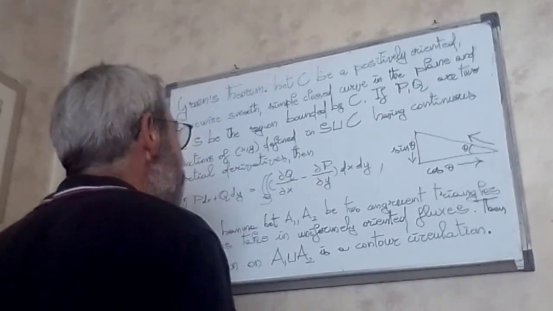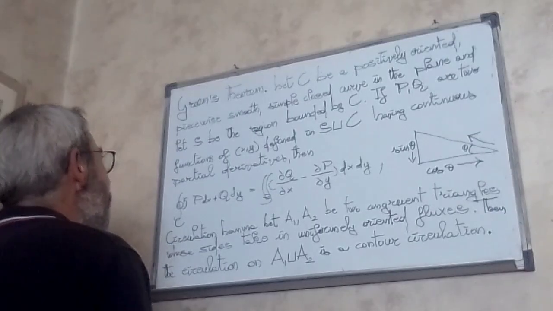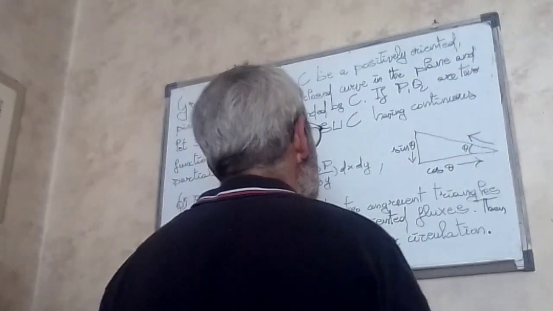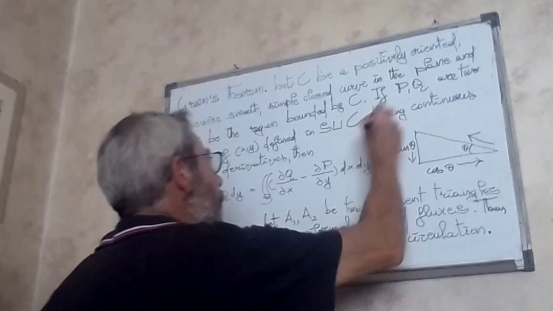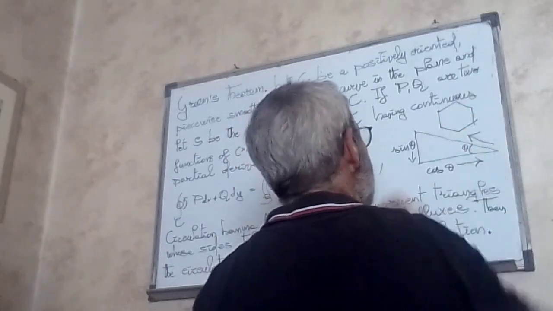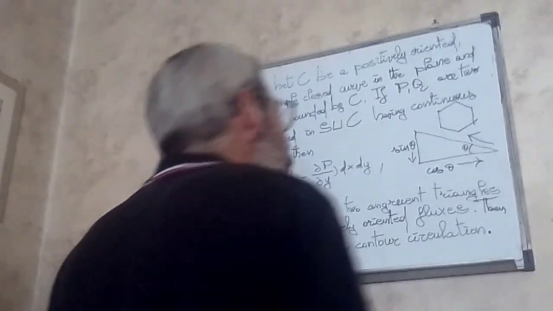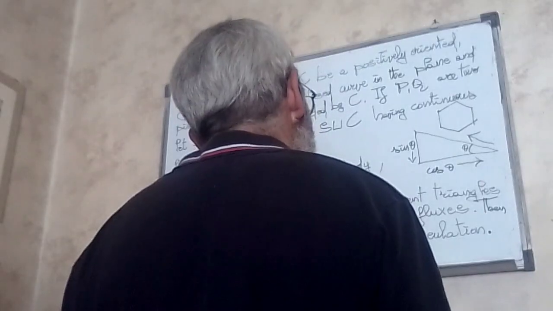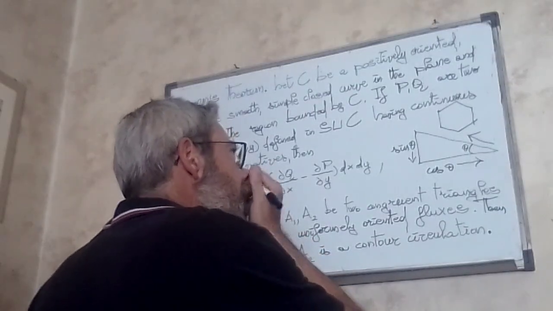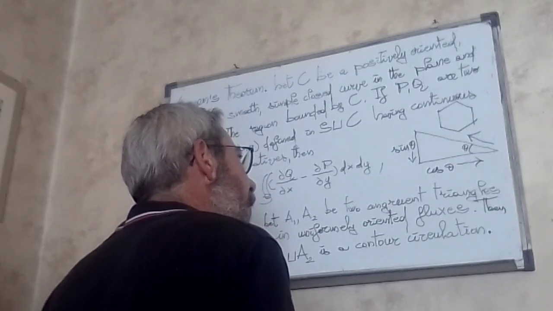So that we can imagine C, the contour C, as a polygon, for example, a hexagon, so that we can imagine to divide and pulverize this polygon in a multiplicity of possibly infinitesimal rectangle triangles.